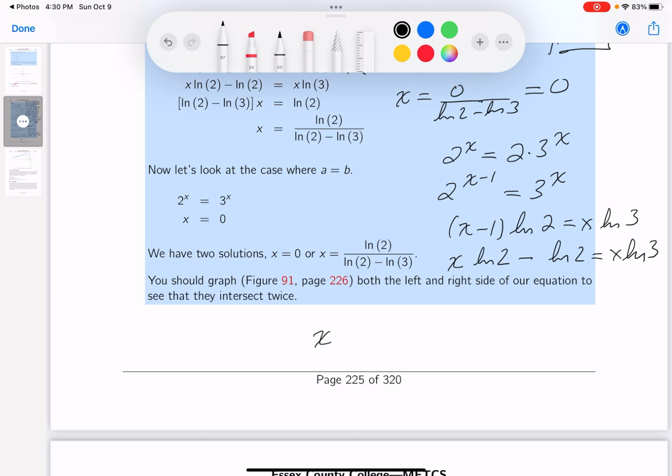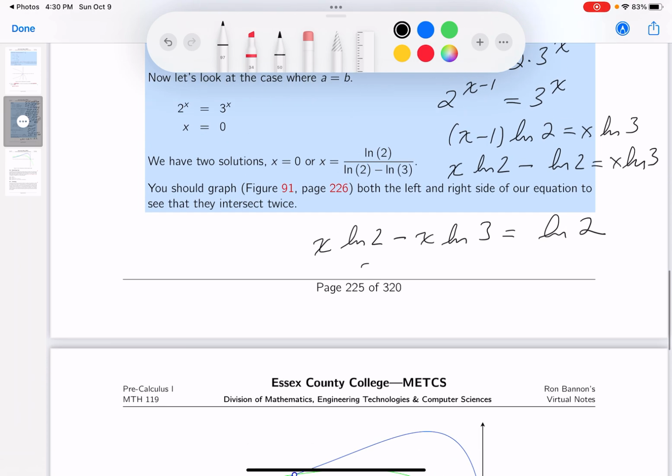Let's see, x ln 2 minus x ln 3 equals ln 2. I'm going to factor out an x, and you get x times (ln 2 minus ln 3) equals ln 2, or x equals the natural log of 2 over ln 2 minus ln 3.